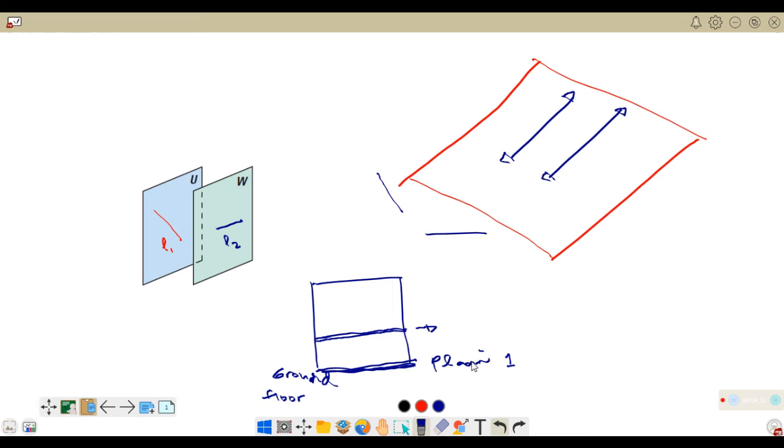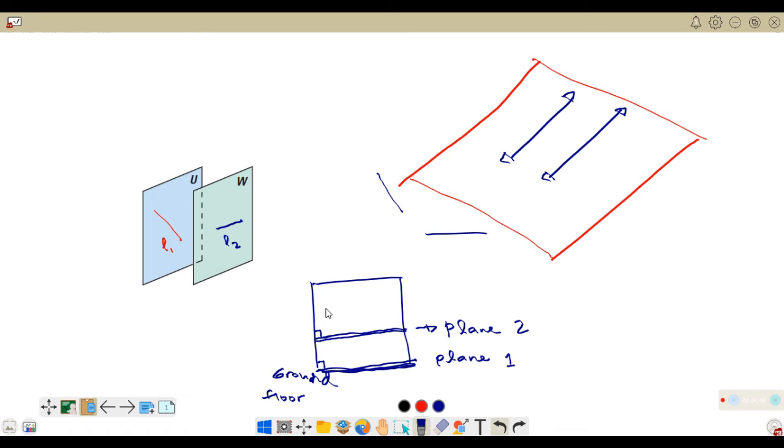This is plane. So, sa real life situation, may ground floor tayo. Plane 1 yon. Second floor. Plane 2 na to. Now, look at the characteristic of plane 1 and plane 2. Magmi-meet ba sila kahit kailan? Hindi. Kasi parehas silang 90 degrees with respect to the ground. Hindi sila magmi-meet kahit kailan.